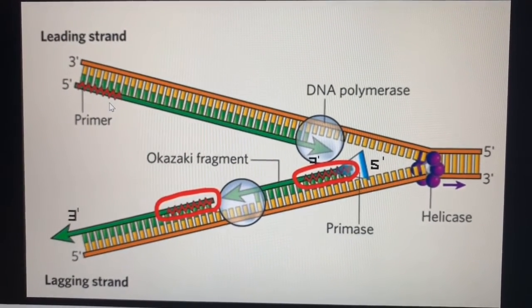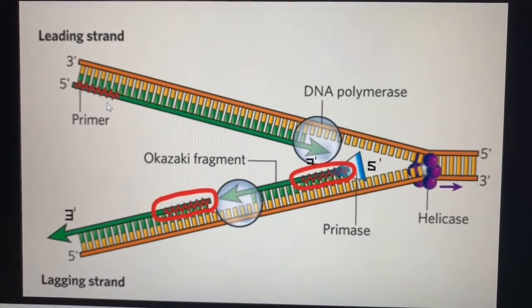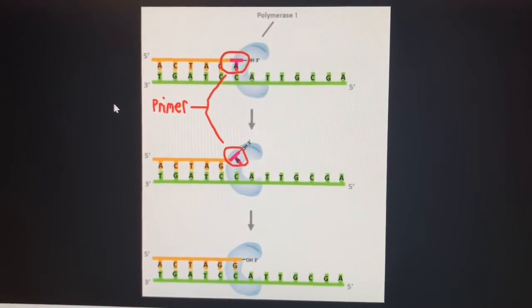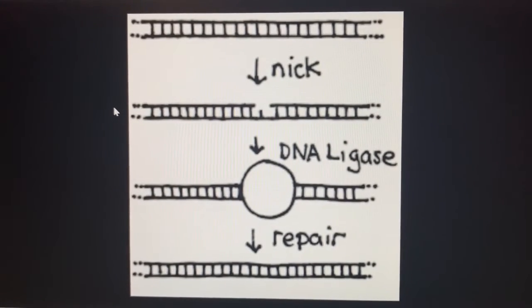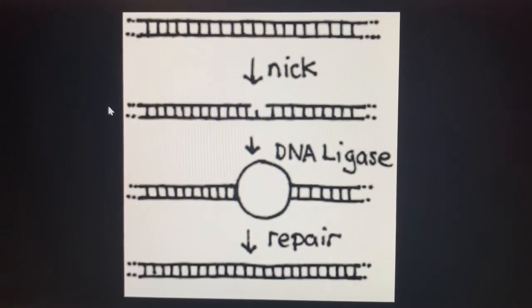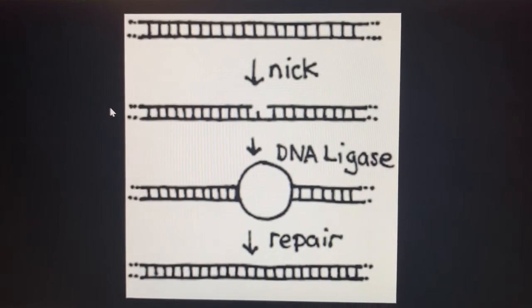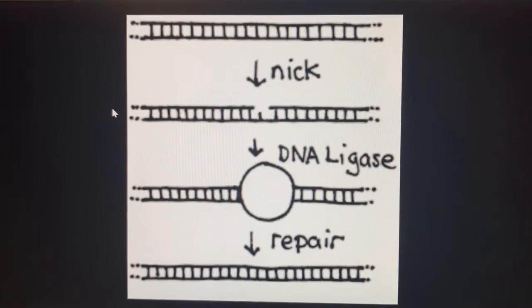RNA primase sets up primers for DNA polymerase III to follow while making these fragments. Then DNA polymerase I comes in, removes the primers, and replaces them with DNA. However, a little nick is created because it can't fill in the space behind it. But fear not, because ligase fills them in with phosphodiester bonds, connecting the Okazaki fragments.